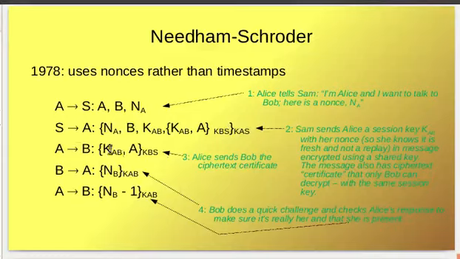So Bob didn't know what this KAB was. He just got it. Alice got it from the server Sam and sent it to Bob, and now Bob can use it. And it also has Alice's ID to prove that it's from Alice. So then there's a final step where Bob does a quick challenge and checks if it is really Alice by sending a nonce using this new key that Bob just got.